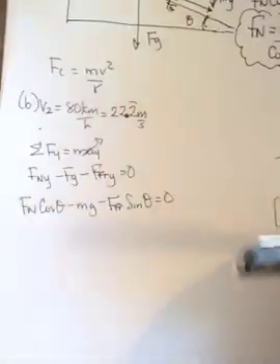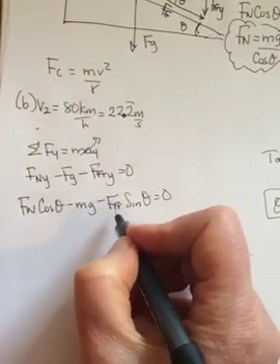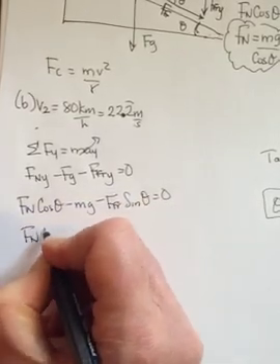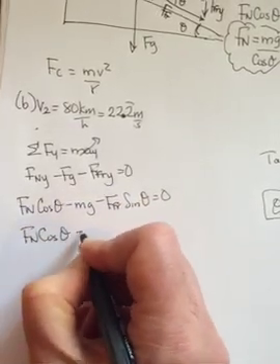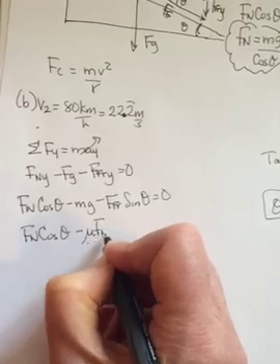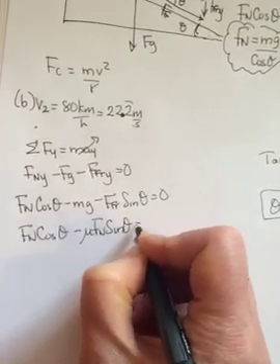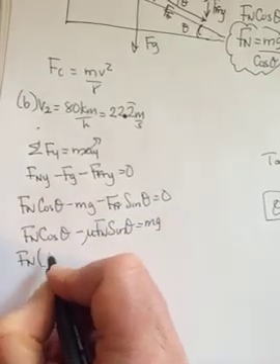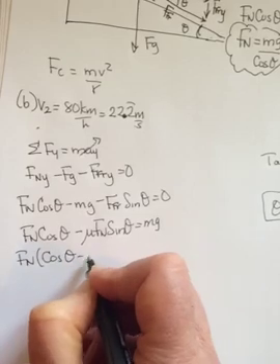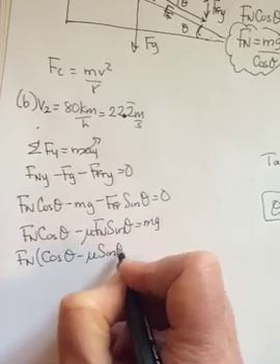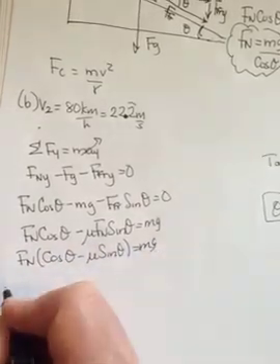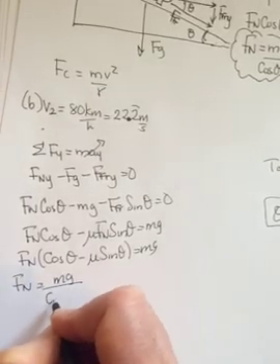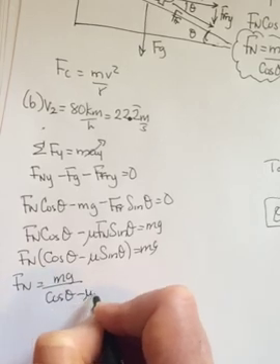You're always trying to look for an expression for Fn, but be careful here because friction has an Fn in it. So it'll be Fn cos theta minus mu Fn sine theta, and then take your mg to the other side because it doesn't have an Fn in it. Pull out your Fn, so you'll have Fn times cos theta minus mu sine theta is equal to mg, and so then Fn will equal mg over cos theta minus mu sine theta.